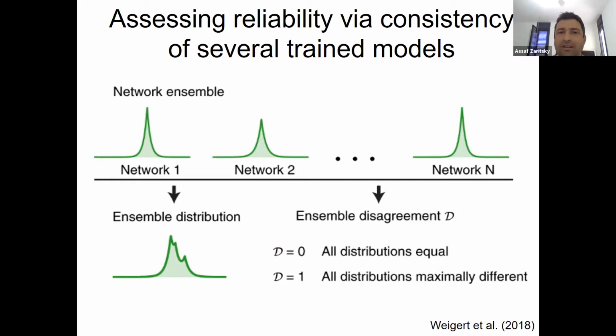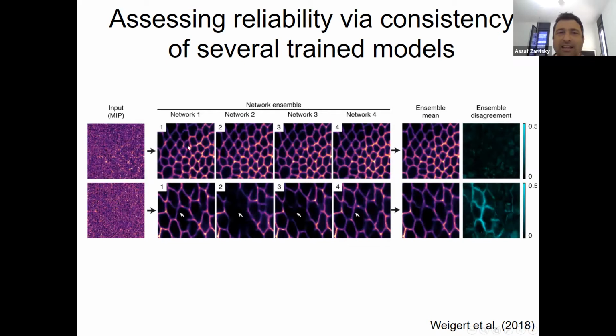And once you do that, you can see these are the different networks. You can see here four different networks. This is the mean ensemble, so this is the prediction of what you get. This is the disagreement between the different models. So you have here four models, and here's the disagreement between them.